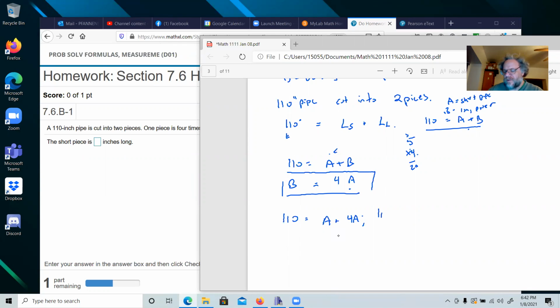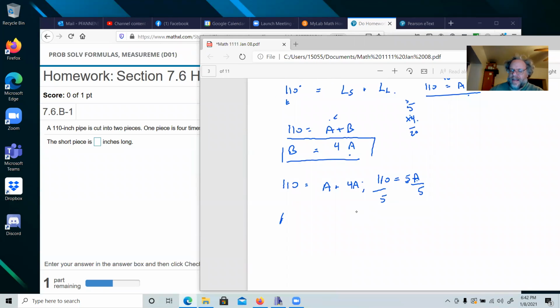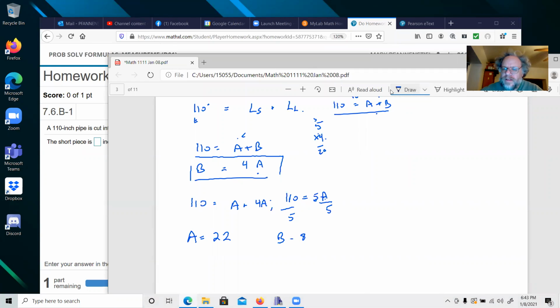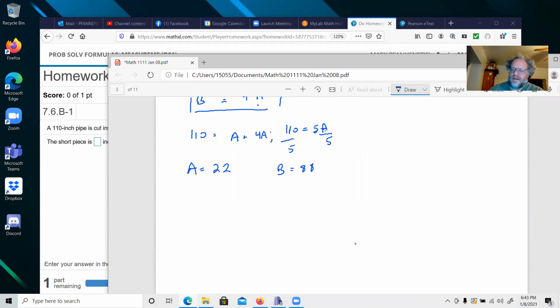Now we can go ahead and add this. We have 110 is equal to 5A. We're trying to solve for A here, right? And it's connected to 5 by the times. So we're going to divide both sides by 5. Then A is equal to 110 divided by 5. What is that going to give us? That's going to give us 22. And B is 4 times that, 4 times 22, which is 88. So B is equal to 88.